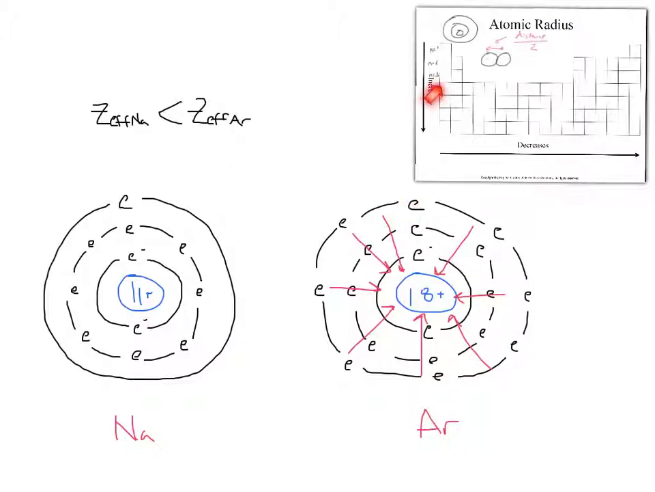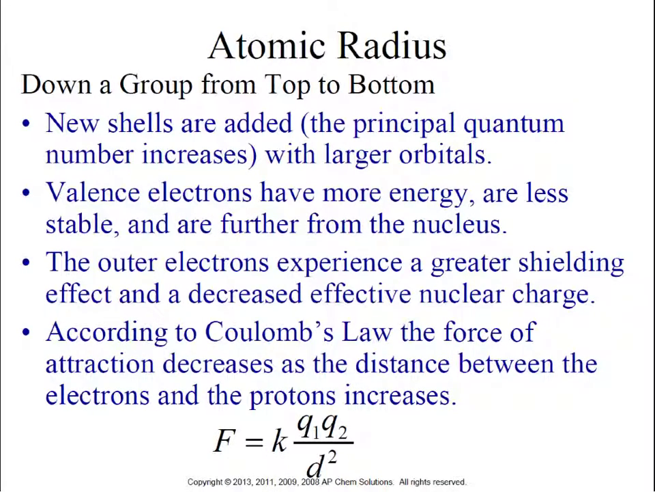And so as we move from one element to the next, to the next, to the next, we're slowly dragging those electrons in closer and closer, bringing down the atom's size. So here it kind of is.